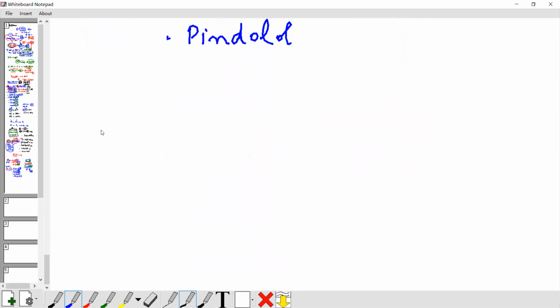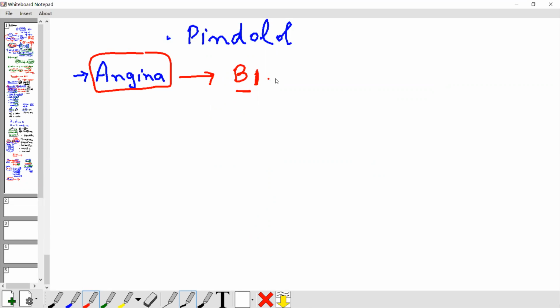What are the uses? Beta blocker uses. We use it for angina. For angina, we can use selective beta 1. It is better to use selective beta 1 for chest pain, when the patient is having chest pain.